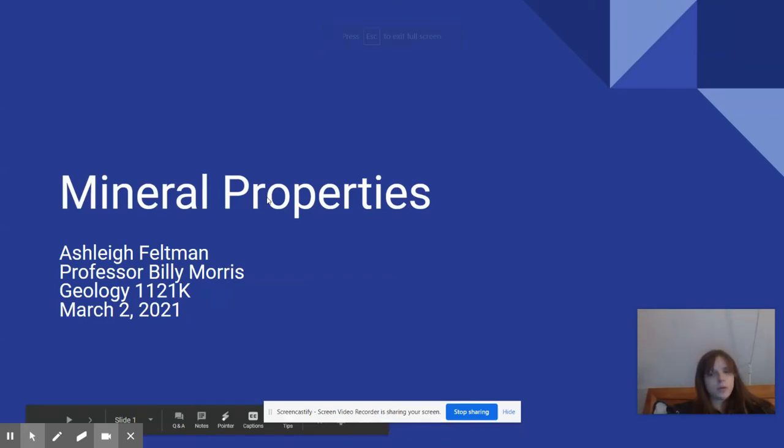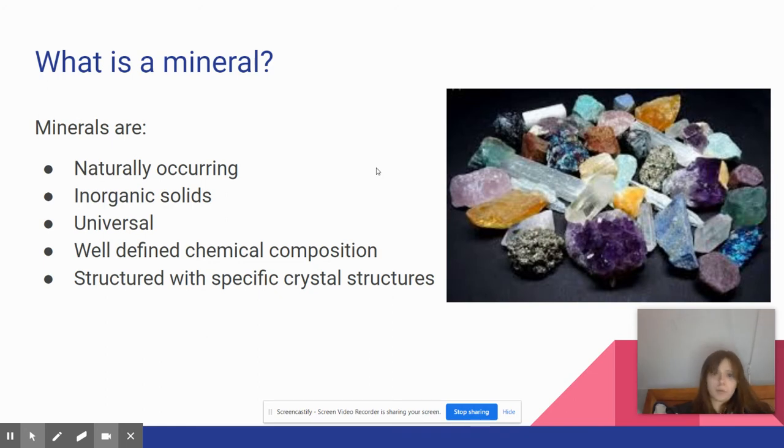Today I will be reviewing mineral properties. First, what is a mineral? Minerals are naturally occurring inorganic solids that are universal. They have well-defined chemical composition and are structured with specific crystal structures. We have a picture giving examples of many different kinds of minerals.